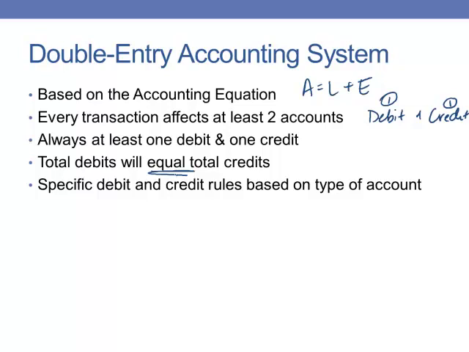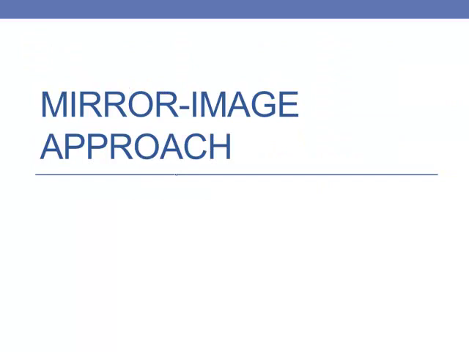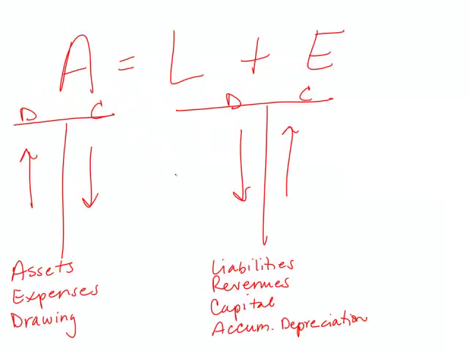So we have specific rules based on the type of account. If it's an asset, liability, equity, revenue, or expense. Okay, there are 2 sets of rules, and then each account type falls into those rules. So we've got this mirror image approach, and this is what I generally teach, a way for y'all to remember this. So we've got the accounting equation at the top, assets equals liabilities plus equity, and then we have these little T accounts under each side of the accounting equation.